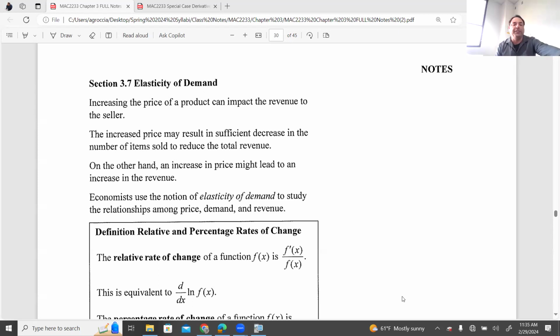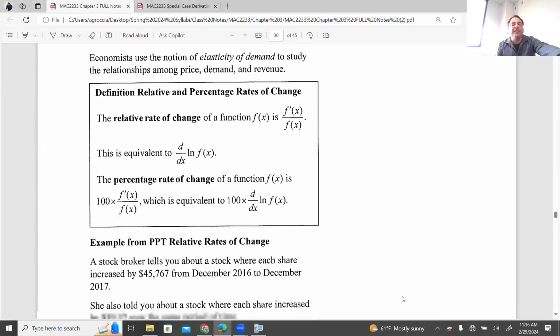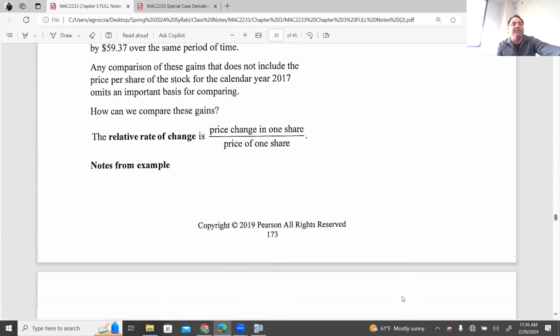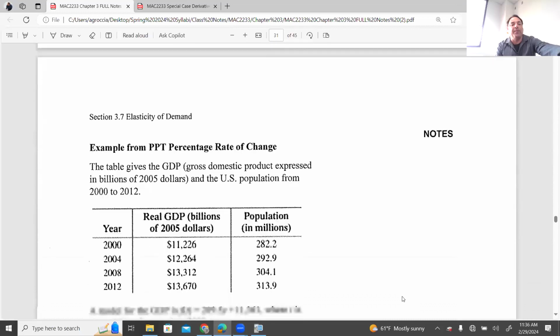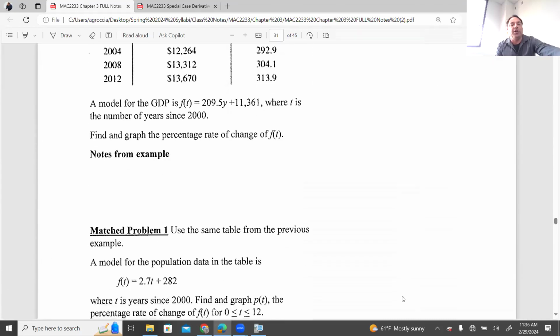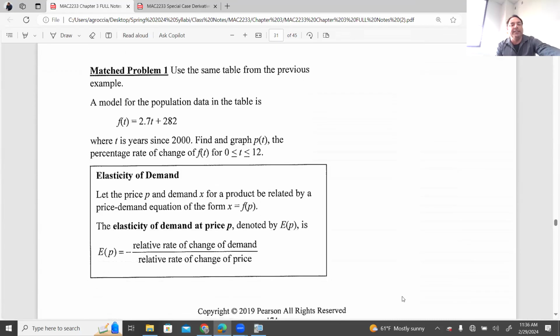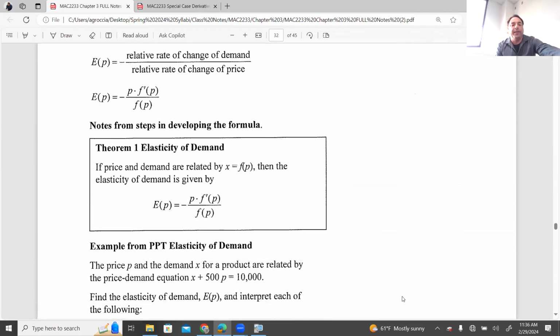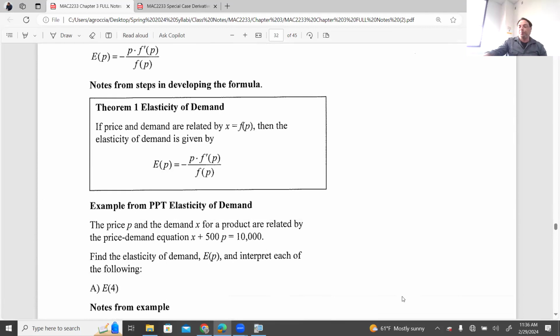So it's the relationship between price, how much you're selling something for, and demand, how much people want it. Economists use the notion of elasticity of demand to study the relationship between price, demand, and revenue. We've looked at this relationship and boiled it down to a formula. All the stuff in between gets you started and gives you an idea of where that formula comes from and how rates of change work, but it's all going to lead to a formula. So we're going to jump right to the formula.